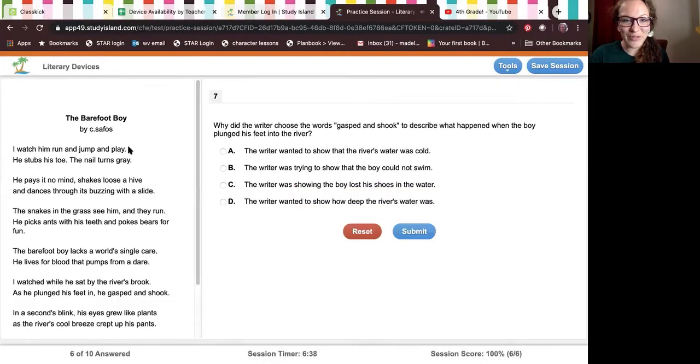All right, boys and girls, if you would like to get on Study Island and earn your blue ribbon, it's called Literary Devices, which is right up here. So you would log in as a fourth grader, go to fourth grade, and click on Literary Devices to earn your blue ribbon. Let's switch over to math.